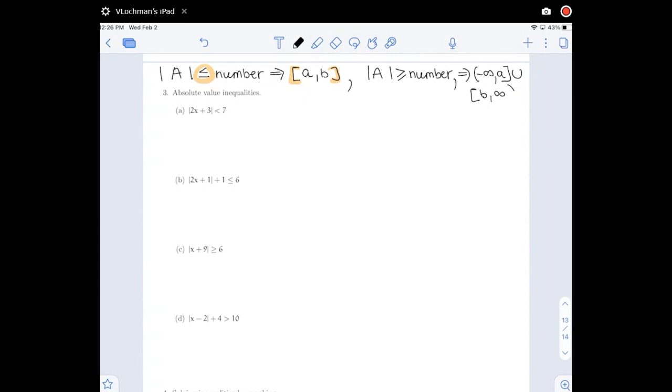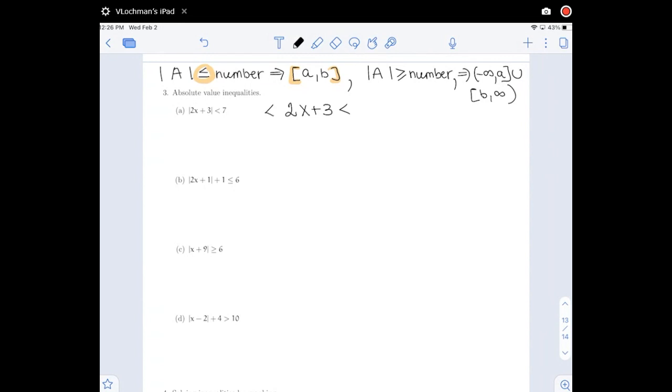Not square rooted. Absolute value of 2x plus 3 less than 7. How do we deal with the inequality of this type? You take your expression that's inside that absolute value and set it up as a compound inequality. That's what we call it. So you can just set it up just like this.